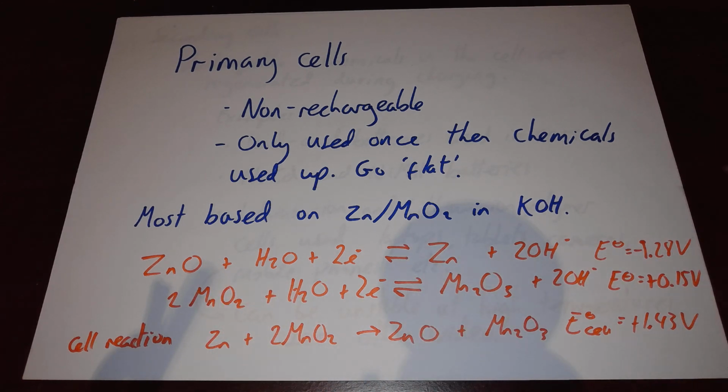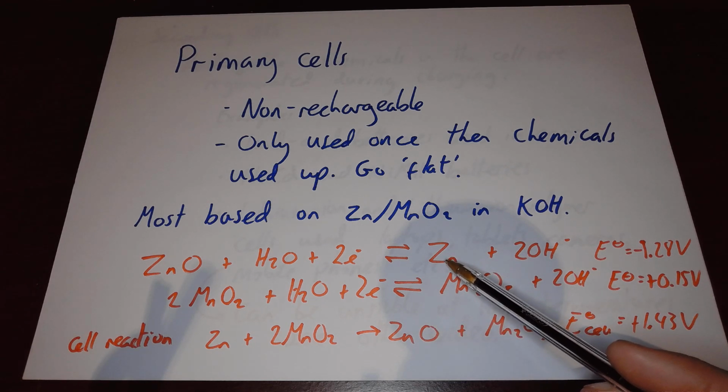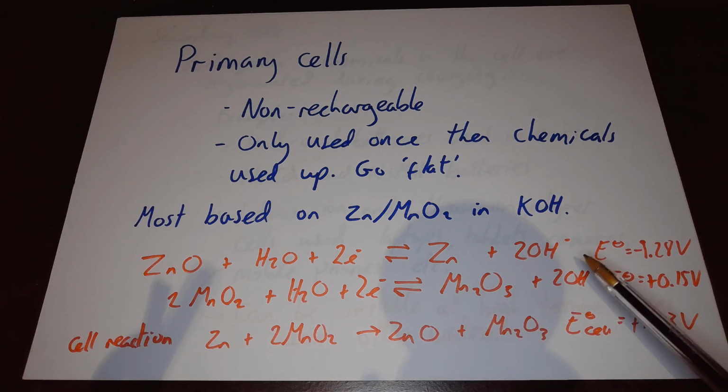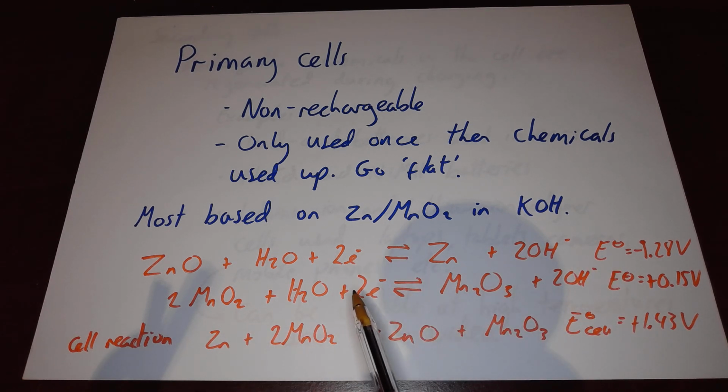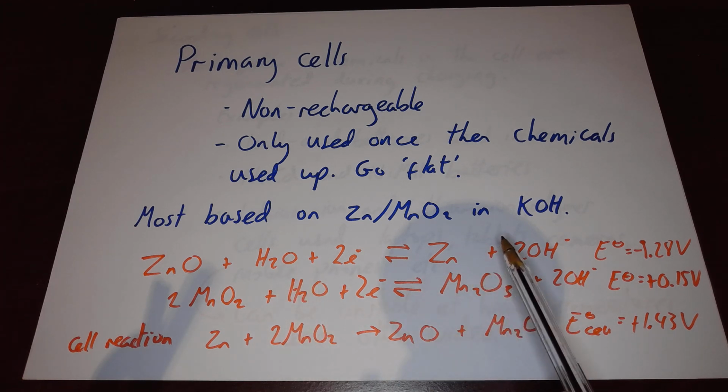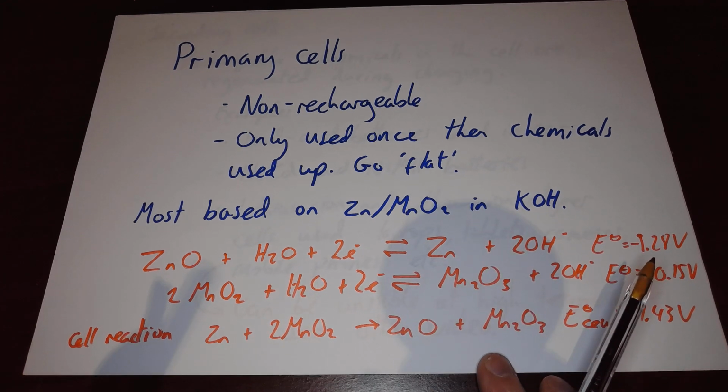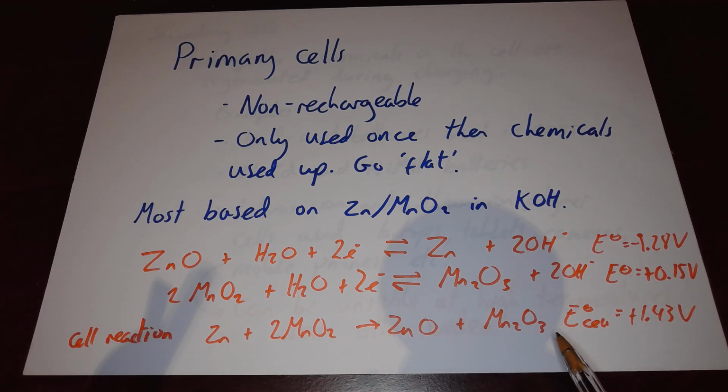Here are the two half equations. This one's more negative, it would go backwards, hence the zinc is a reactant. This one's more positive, it goes forward. The 2 electrons cancel out, the water on either side cancels out, and hydroxide ions cancel out in the overall reaction to make this overall equation. So you've got the zinc reacting with the manganese(IV) oxide, and it gives you a voltage of plus 1.43 volts. Like I said, you're not expected to memorise any of this. Anything that you need like this will be given to you in the exam. The main thing to know about a primary cell is that once it's used up, these reactions cannot be reversed. You can't go back to zinc and manganese(IV) oxide again.